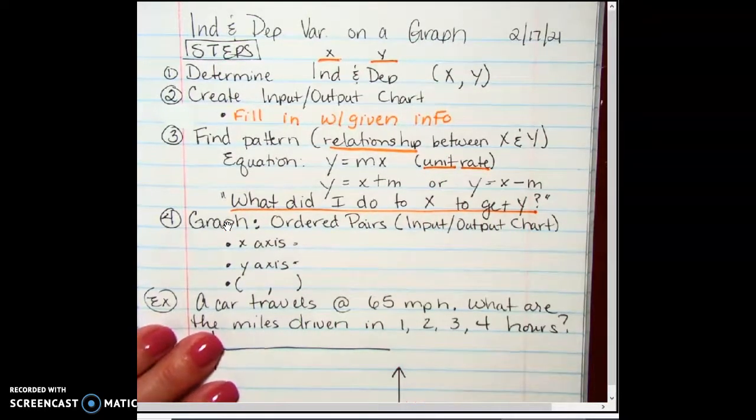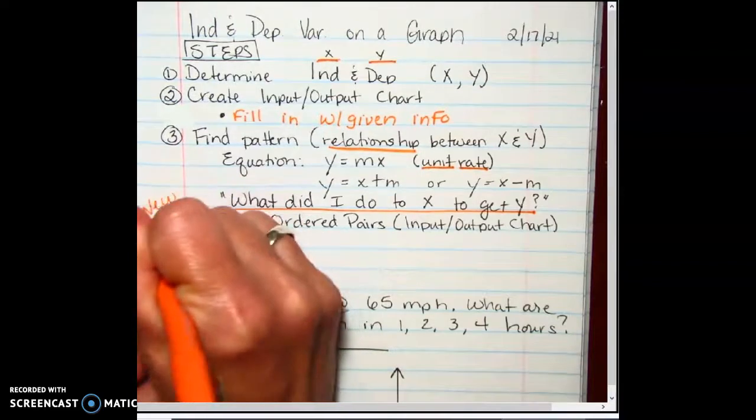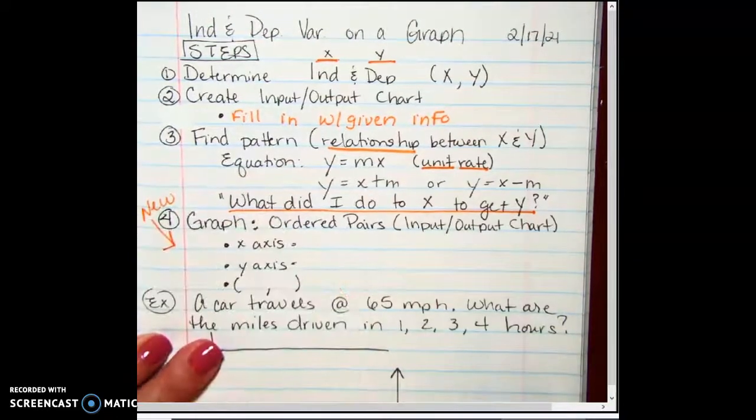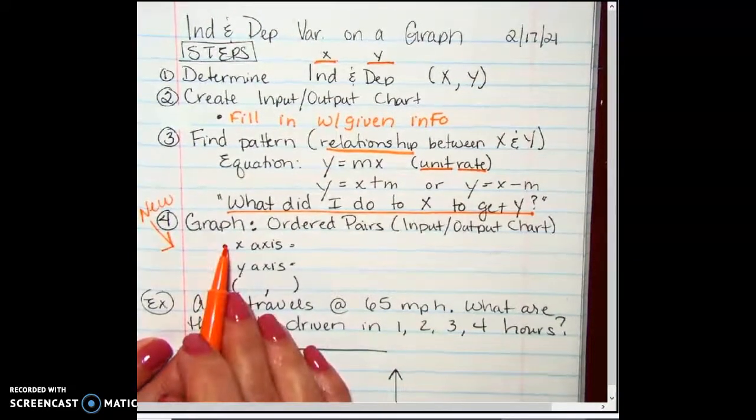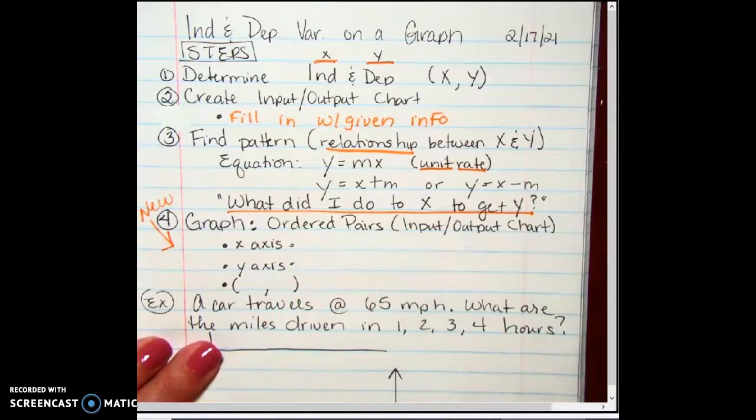Ooh, have that little hand in the way. Next, this is the new stuff. New, right here, step 4. This is where you're going to graph. Now I said with ordered pairs, we're going to get the ordered pairs from the input-output chart.